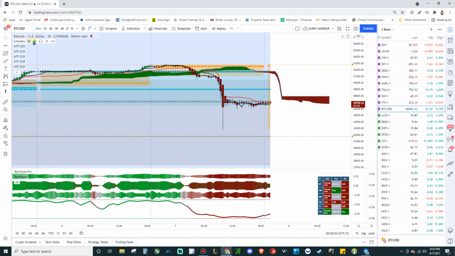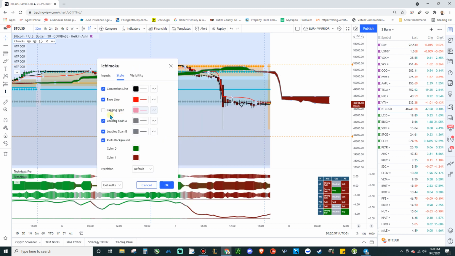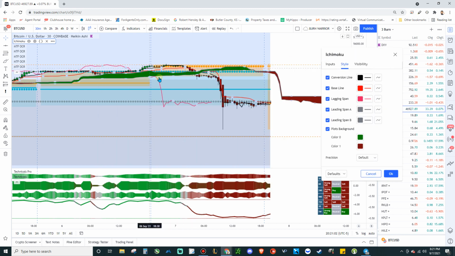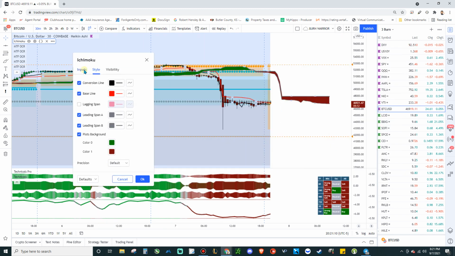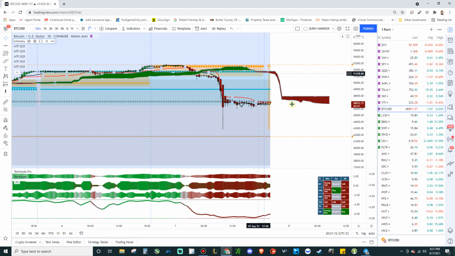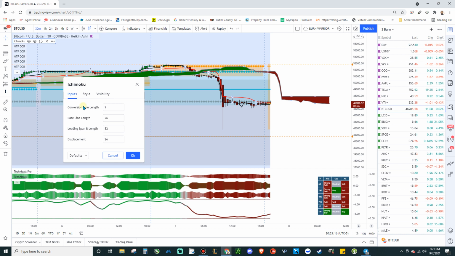I just color coded it the way I like it, and I don't have the lagging span on there. If you know anything about Ichimoku, the lagging span is the current price action 26 bars back. Not a fan of that. I could care less about what's happening in the back. I really only like the cloud. What I like about Ichimoku is it gives you this conversion line, which is kind of like a fast moving average, which is not really a moving average, but it works that way. And then you got a baseline.